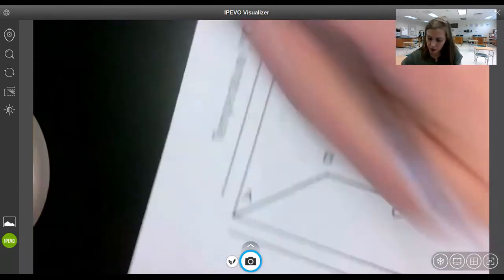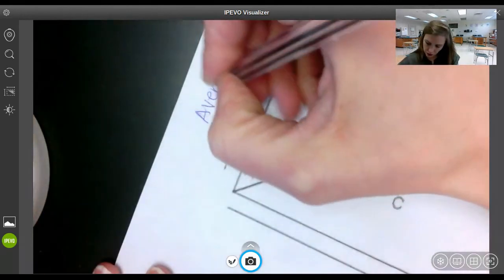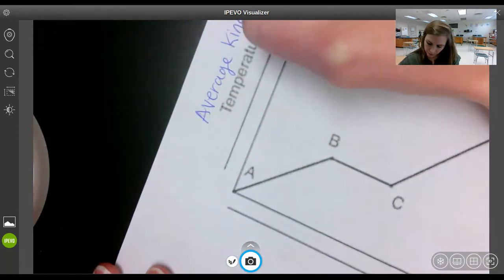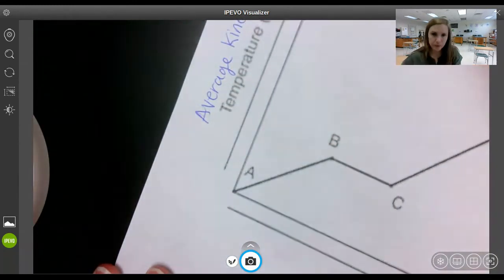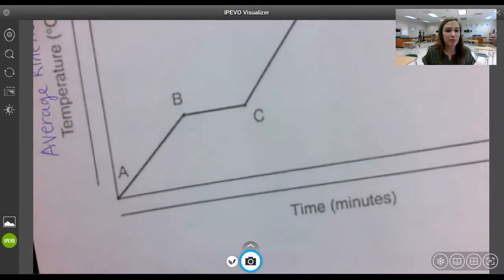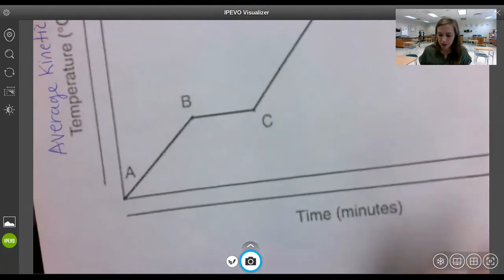And just remember with temperature that this is your average kinetic energy over here on our y-axis, which really is measuring how fast the particles are moving. So we're going to be looking at each line segment. So I'm going to be using some different colors just to help us with that.